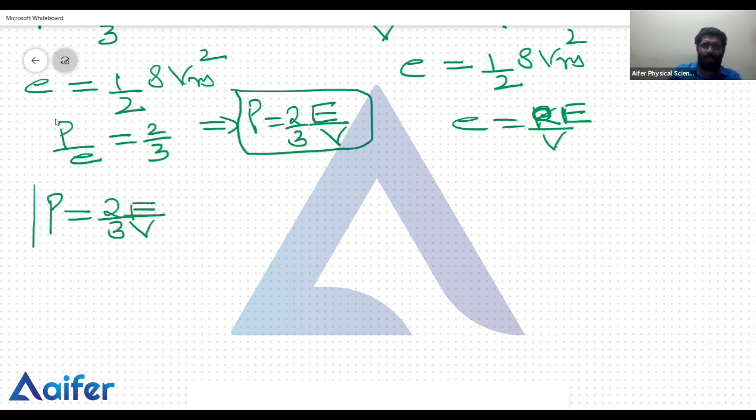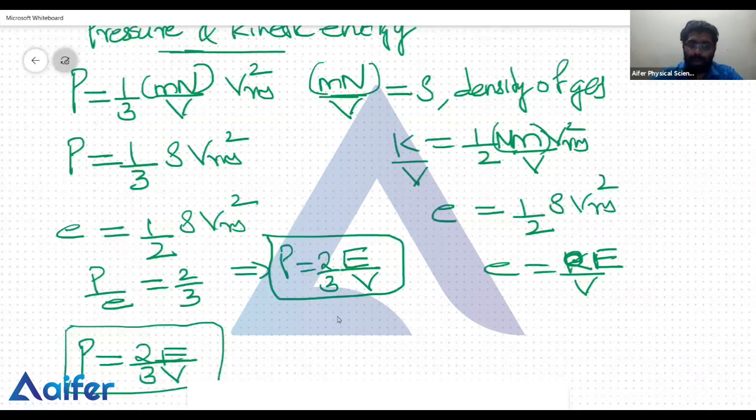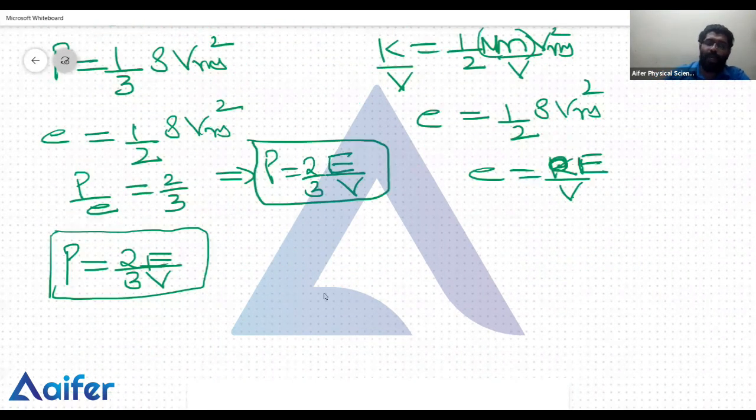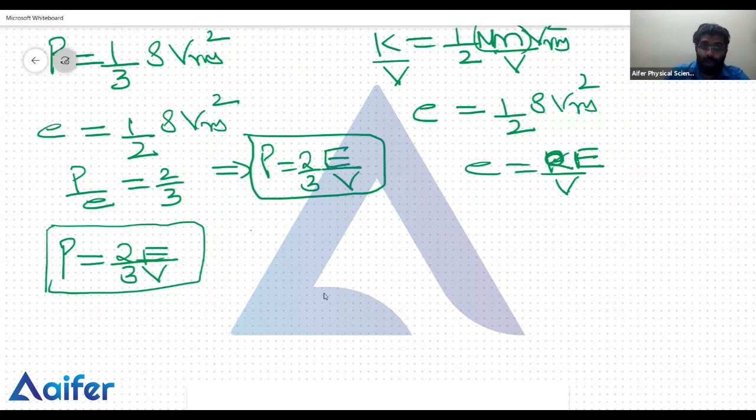JAM students, these are your questions in MSc entrance examinations. So try to learn this expression by heart. I'm not compelling you, because if you know the expression for P, everything can be easily derived. So P equal to 2 by 3 E, where E is the kinetic energy, not total energy.